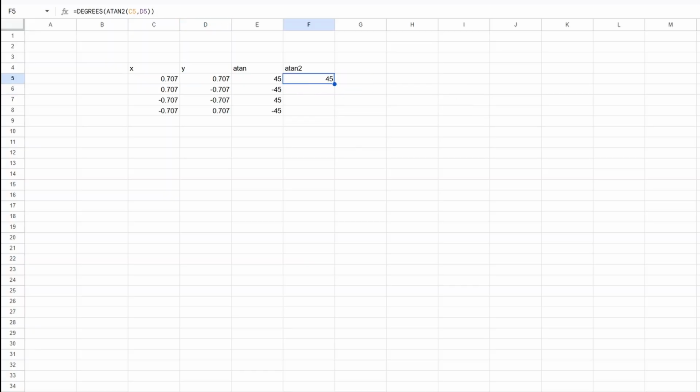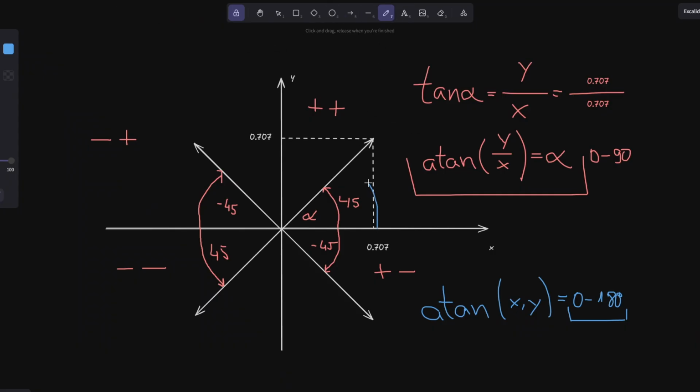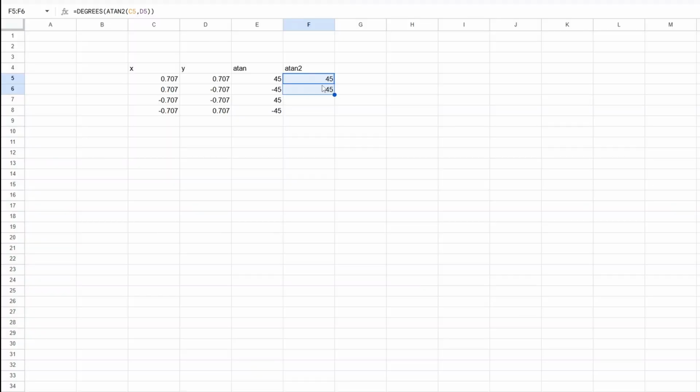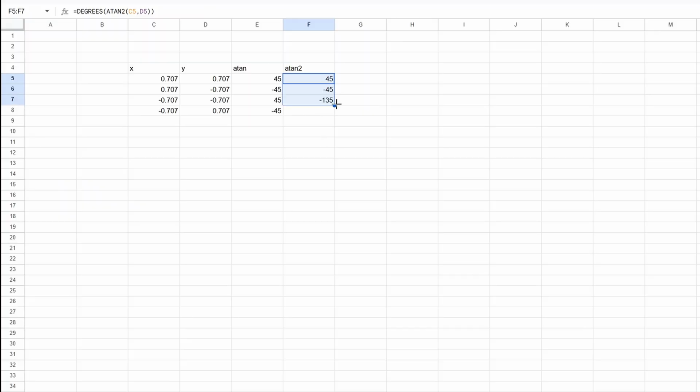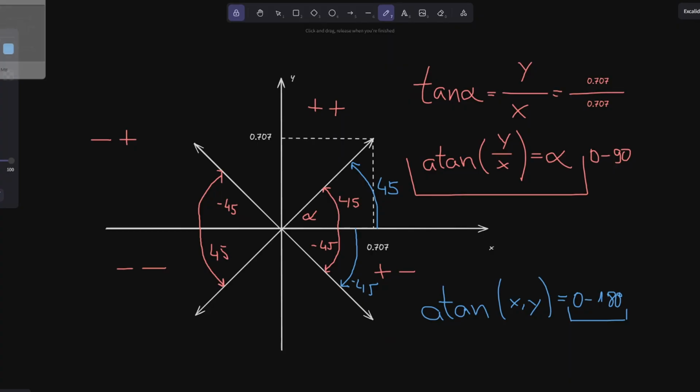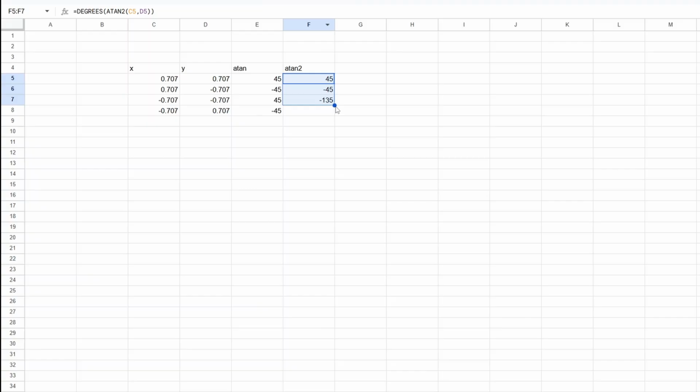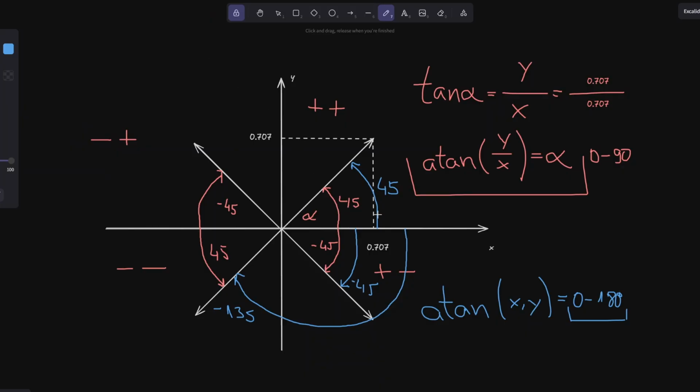So now for the first angle we have 45, so that would be this one. The second one is negative 45, so clockwise in this direction, which makes sense. The third one is negative 135, so all the way to here, and then the last one is positive 135, all the way to here.